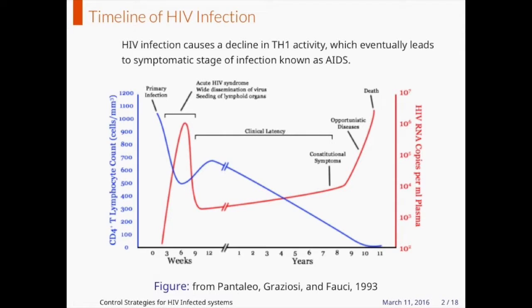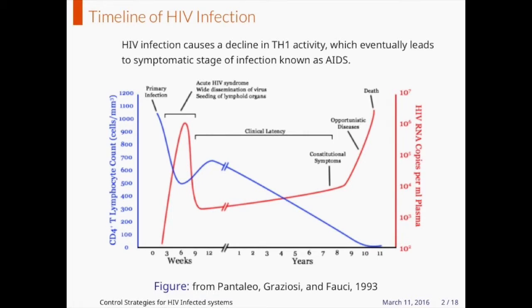As we can see in the figure, primary HIV infection causes a decline in Th1 activity, which is then followed by an increase in viral load within 6 to 9 weeks of infection, which is called acute HIV syndrome. An immune response to HIV then ensues, with a decrease in detectable viral load. However, a period of clinical latency follows, during which Th1 cell counts continue to decrease.